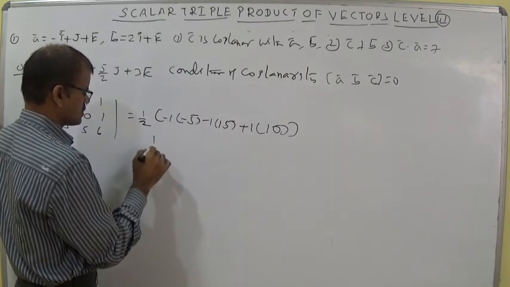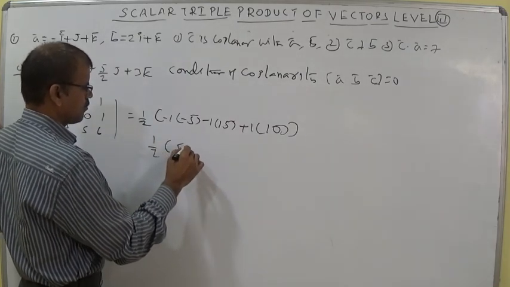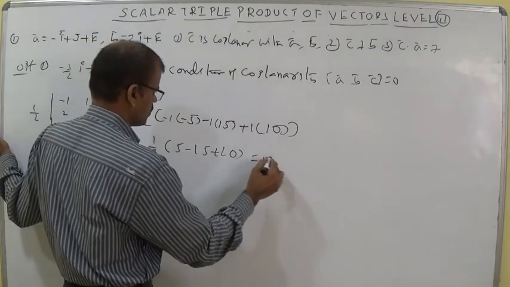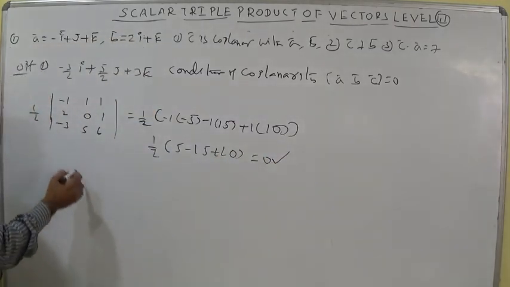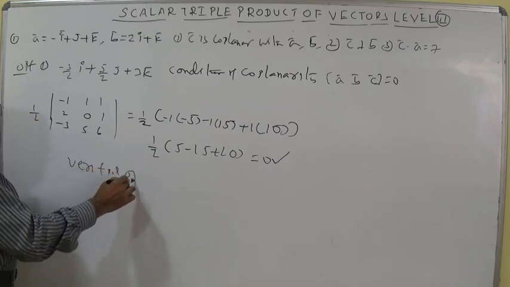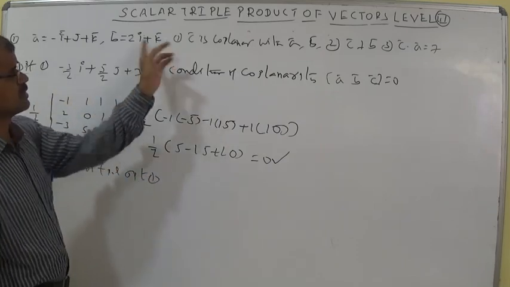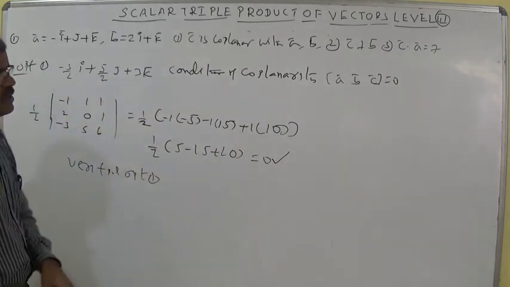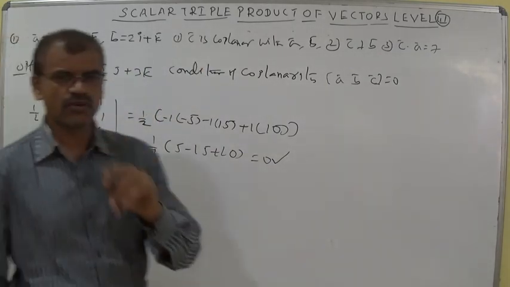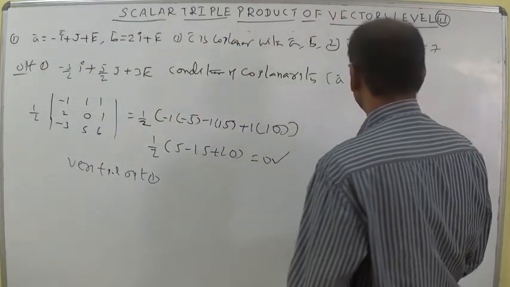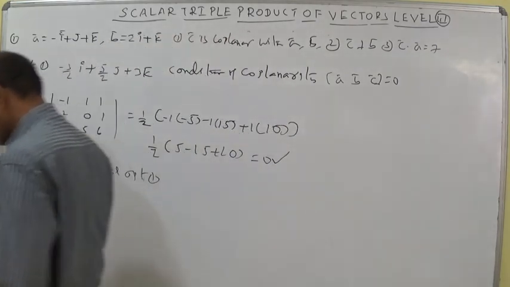Let us discuss the value here: 5 minus 15 plus 10, so equal to 0. Here you can write verified, first option. Because we already verified option 1: C perpendicular to B and C dot A equal to 7. All 3 conditions are verified for option 1. If you have any doubt, you can verify with the other options also.